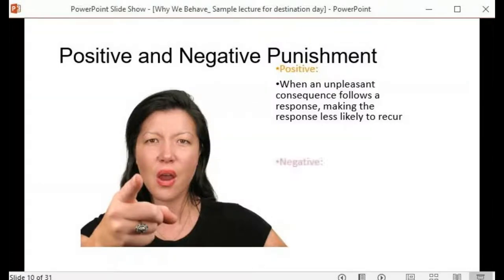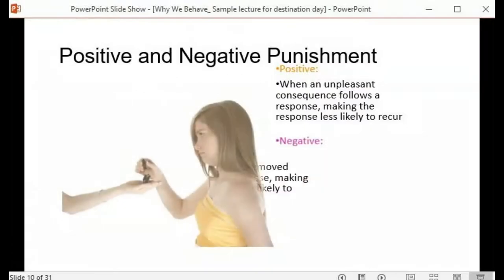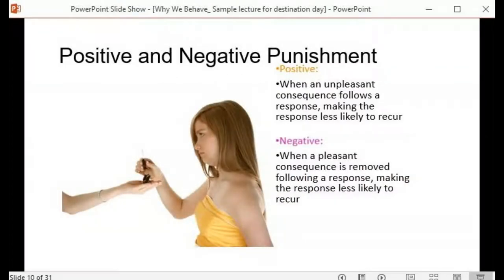So then, what would negative punishment be? Negative punishment is when something is removed, right? So a pleasant consequence is removed following a response. So look at her. She's giving away her car keys. She's been grounded. She doesn't have privileges anymore. That is a negative punishment. Right? So how many of you, well, I can't see you, but you've probably heard of timeout, right? There was a picture of timeout.